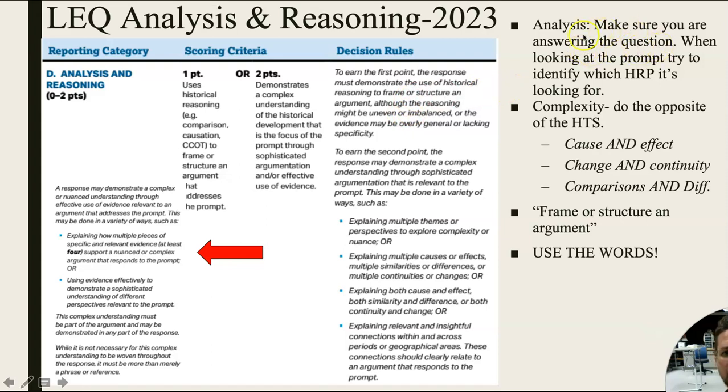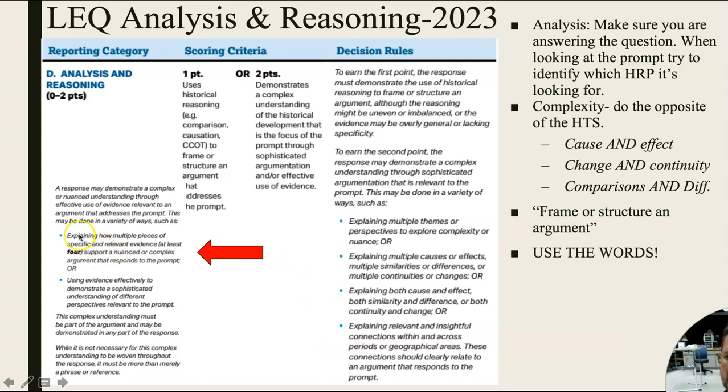But first, with analysis, make sure you're actually answering the question. When looking at the prompt, try to identify which historical reasoning skill it's looking for. If you're actually answering the question, it should be interwoven into your essay at that point. And I'm just going to touch on this 1 point. We can go back and look at some of the different ways you can do this.